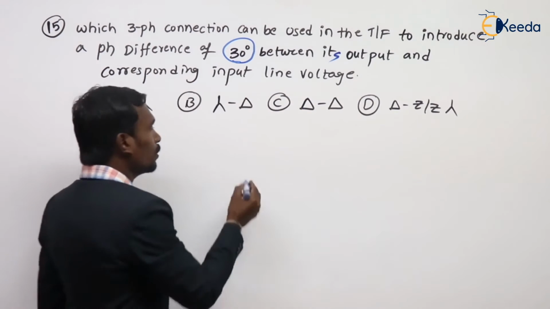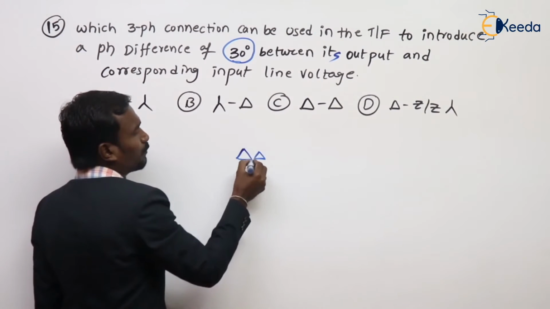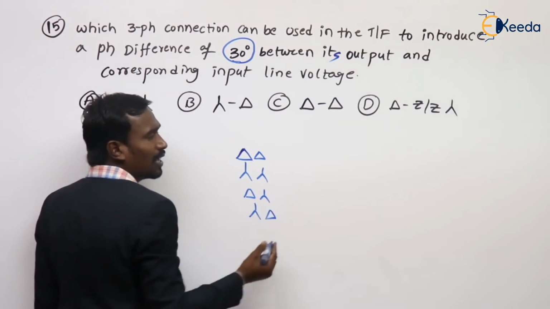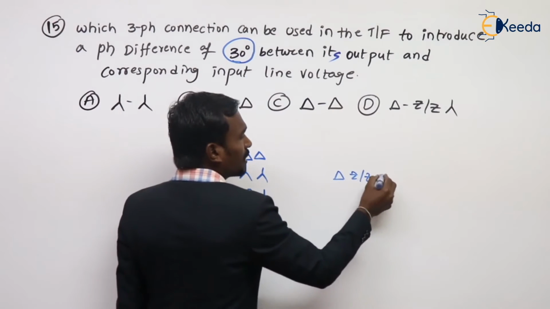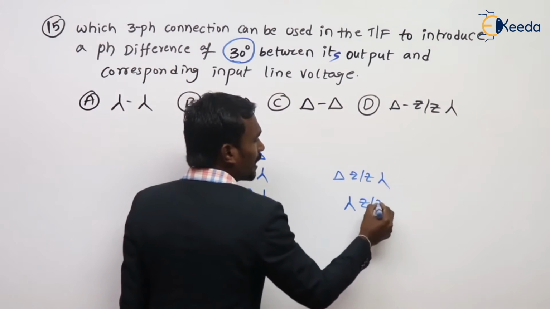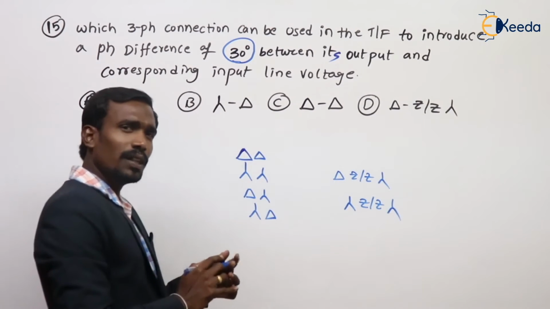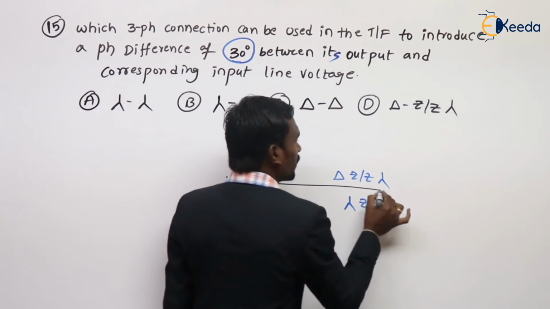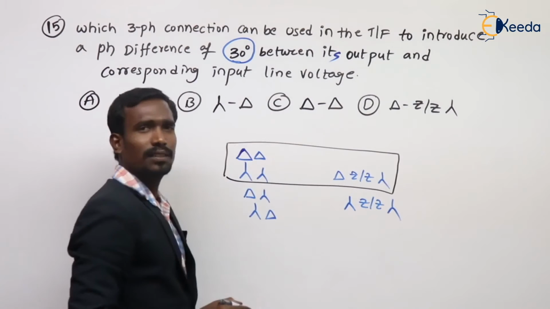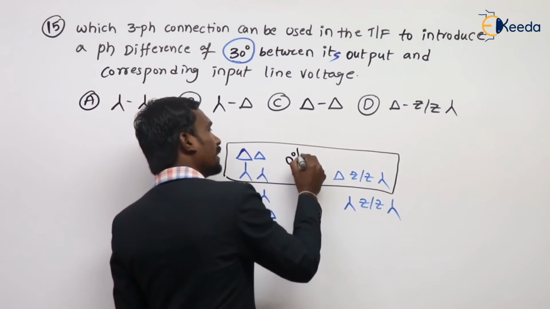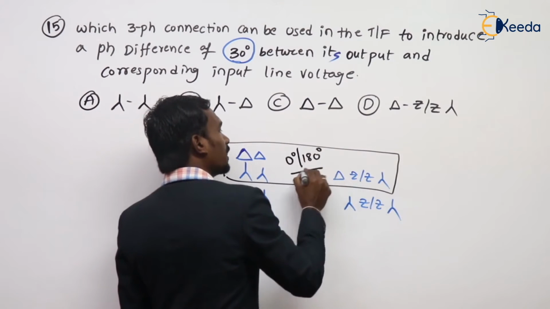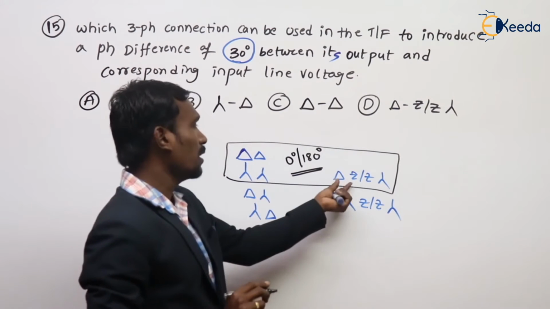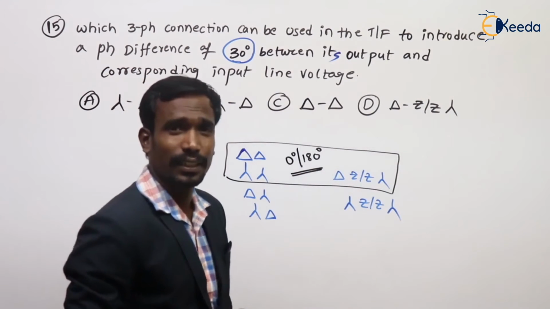Generally, I said we have different transformer connections: delta delta, star star, delta star, star delta. Apart from this, delta zigzag star and star zigzag star are also there. We saw already that in delta delta, star star and delta zigzag star, the phase displacement between input and output is only either 0 or 180 degrees. Yes or no? Even in delta star also, 0 or 180 degrees.